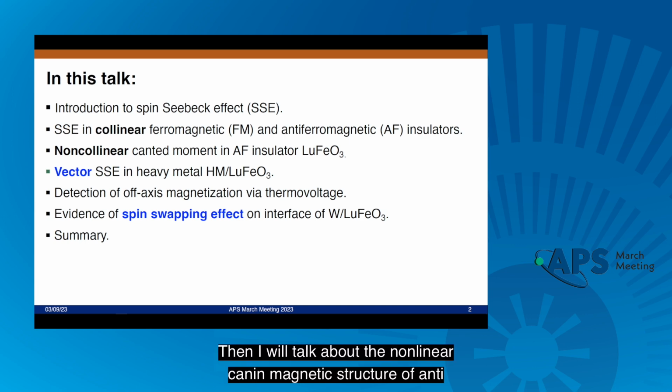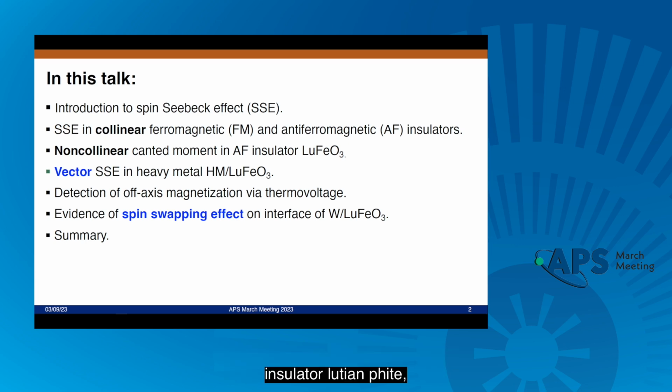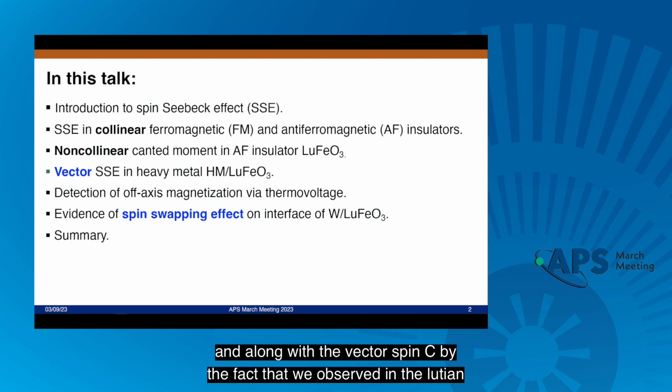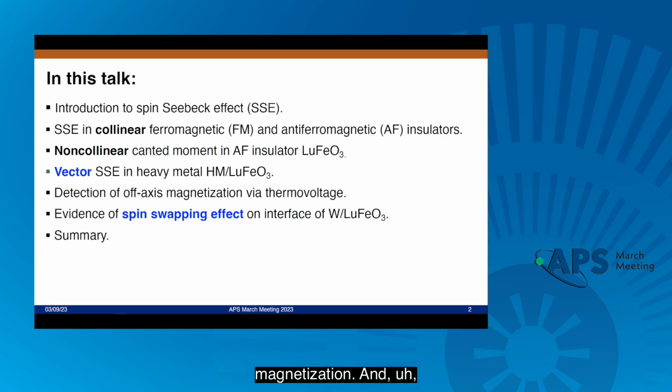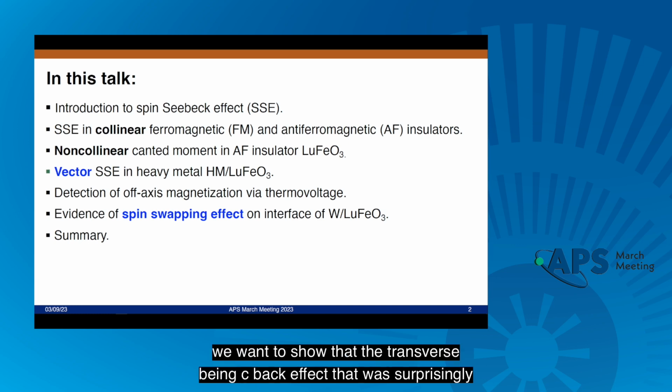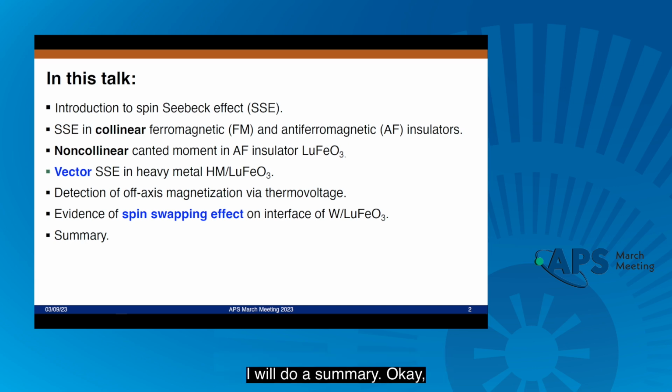Then I will talk about the non-collinear canted magnetic structure of the antiferromagnetic insulator lutetium ferrite, along with the vector spin Seebeck effect that we observed in lutetium ferrite with a heavy metal overlayer. We will show that the thermal voltage that we detected is intimately connected to the off-axis magnetization, and that the transverse spin Seebeck effect that we surprisingly observe in this material shows some evidence of spin swapping effects happening across the interface of lutetium ferrite and tungsten. And finally, I will do a summary.